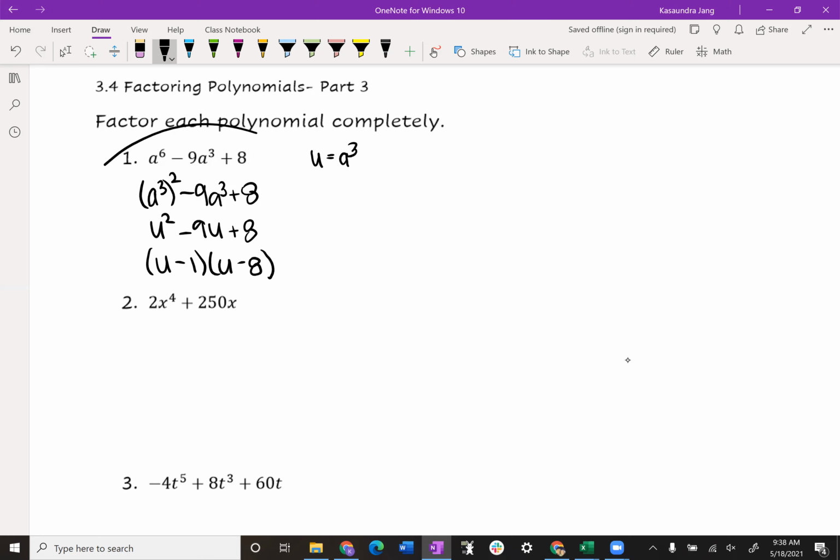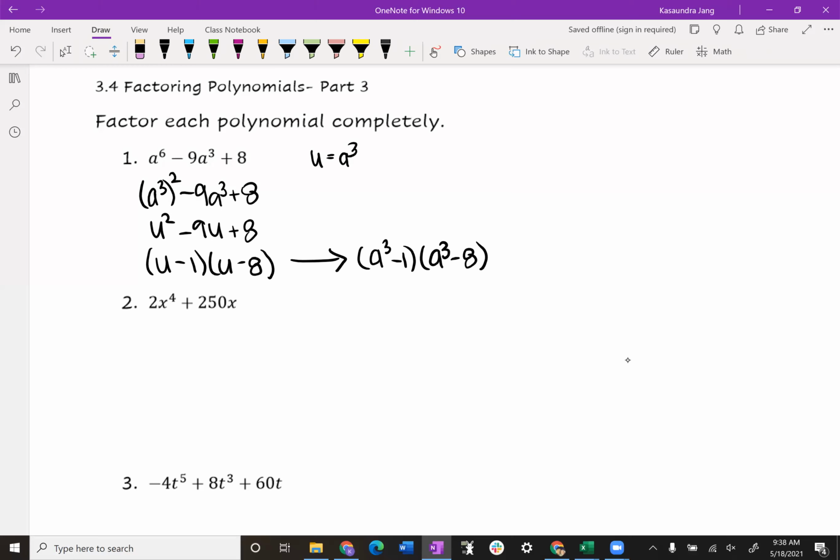But I originally started with an a variable. I need to go back to the a's. So both of these u's are going to turn into what they're equal to, an a cubed. So I've got an a cubed minus 1 and an a cubed minus 8. And if the 1 and the 8 are not perfect cubes, then great, I'm done. I think both of them actually are perfect cubes though.